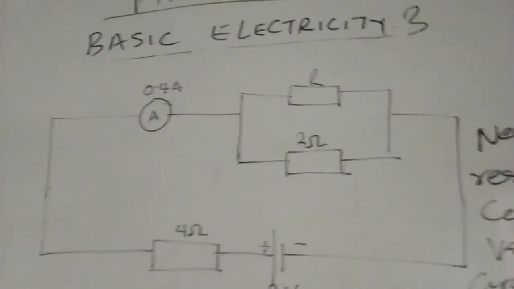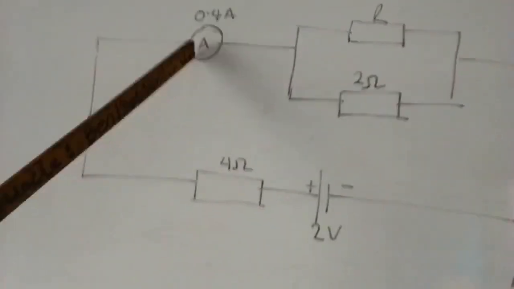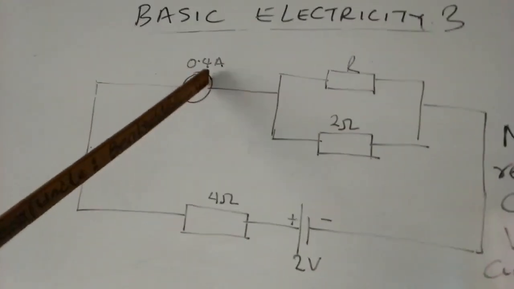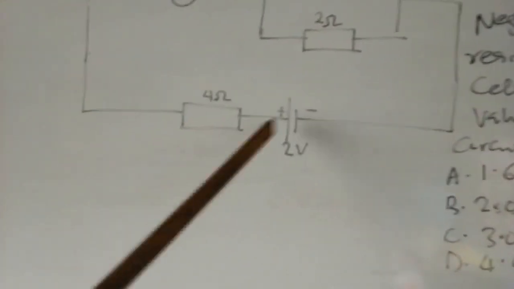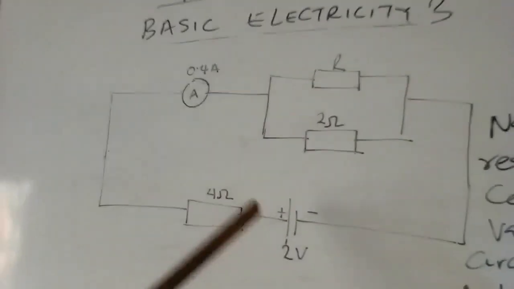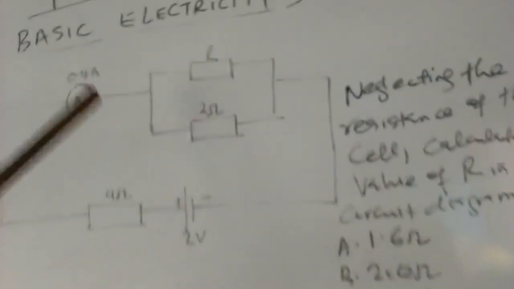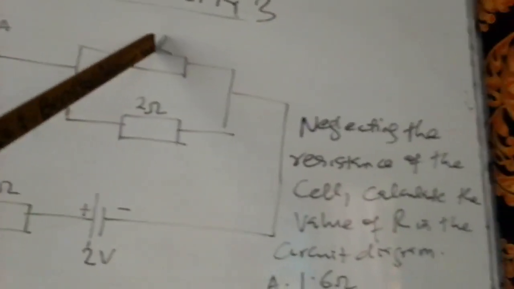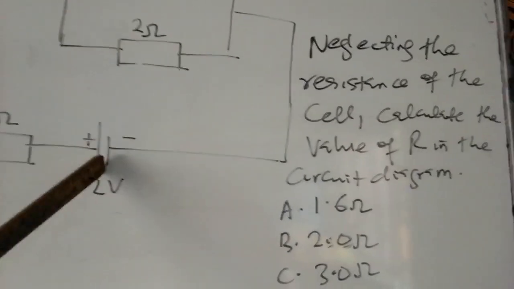We have a circuit diagram. This is the ammeter reading 0.4 ampere, and the ammeter is in series with the resistor of 4 ohms and the battery. That means the current in the ammeter is the current coming out from the battery, which will also pass through the 4 ohm resistor. But on reaching here, this current will split into 2 because these two are in parallel. R and 2 ohm, these external resistors are in parallel with each other, while this one is in series with the battery. Now let's go to the equation.